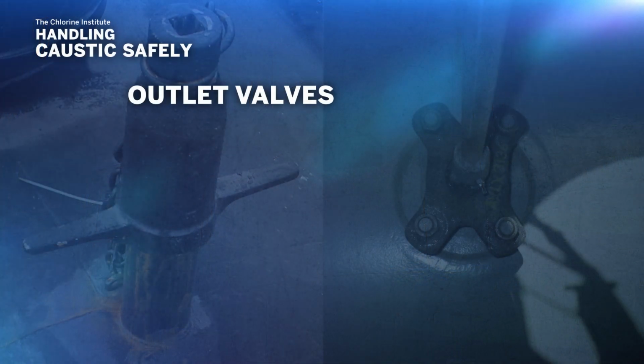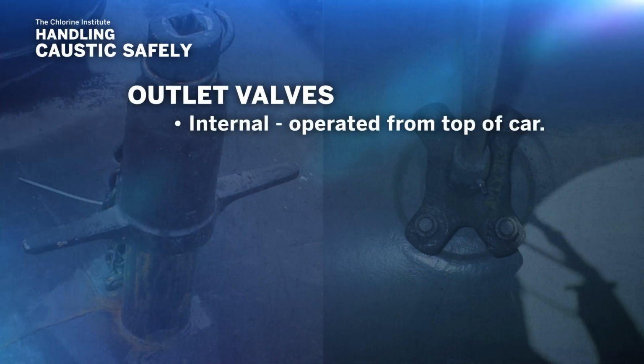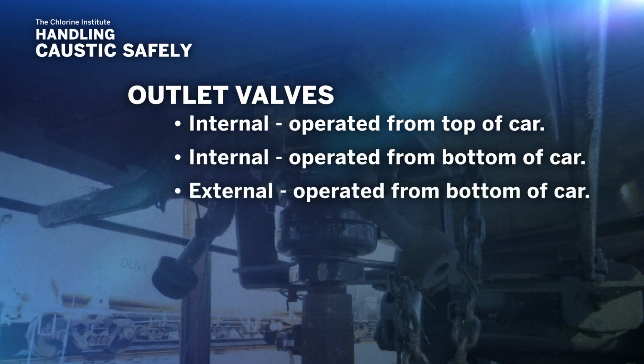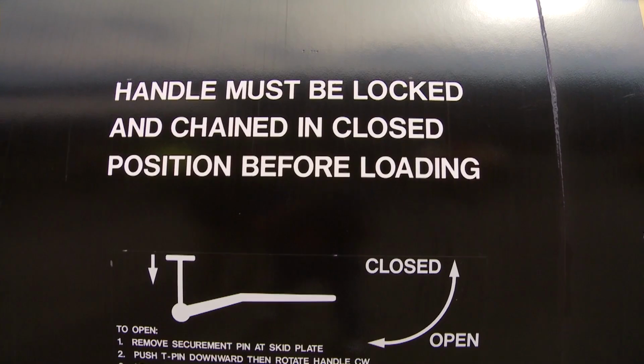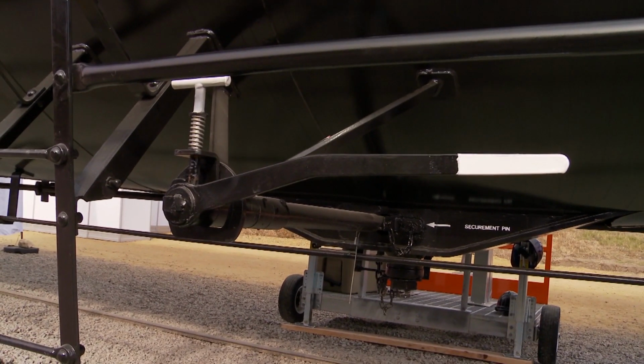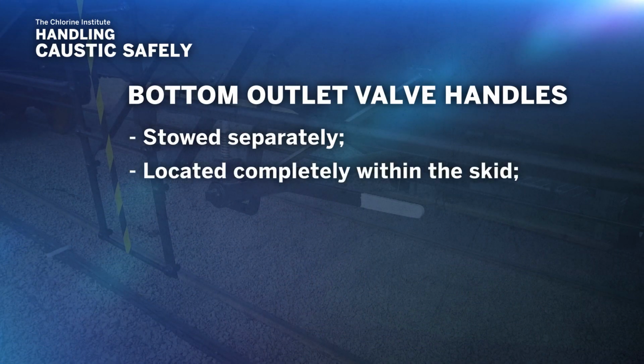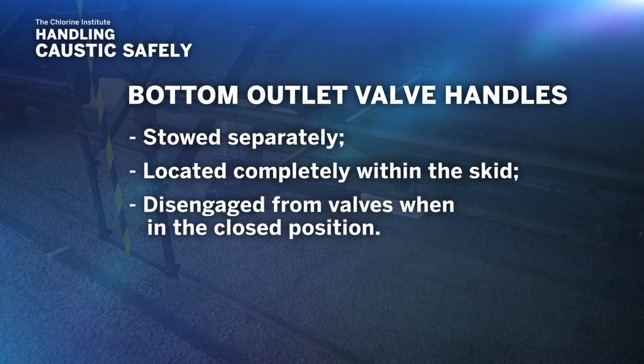There are several different types of outlet valves, including internal valves operated from the top of the car, internal valves operated from the bottom of the car, and external valves operated from the bottom of the car. In an effort to further reduce the potential for accidental releases from bottom outlet valves in derailments, the rail industry has innovated new bottom outlet valve (BOV) handles. The intent of the new designs is to avoid accidental engagement and opening of the valve during transportation. These handles may be stowed separately, located completely within the skid, or disengaged from the valve when in the closed position.